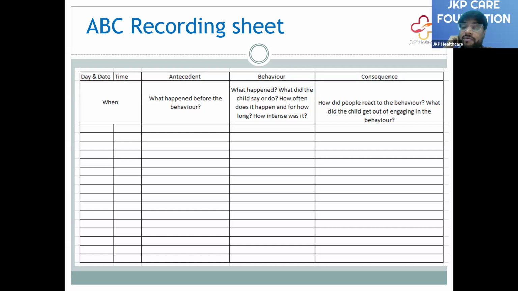So on Wednesday, this behavior was not there. On Wednesday the behavior did not come, but it came on all the other days. So what happened that day that this behavior did not come? Environmental analysis. Who was the child with? Child was with mother. What was mother doing? Mother was doing the daily routines. Attention was given to the child.